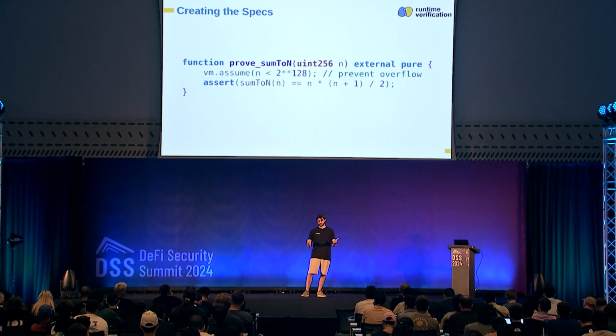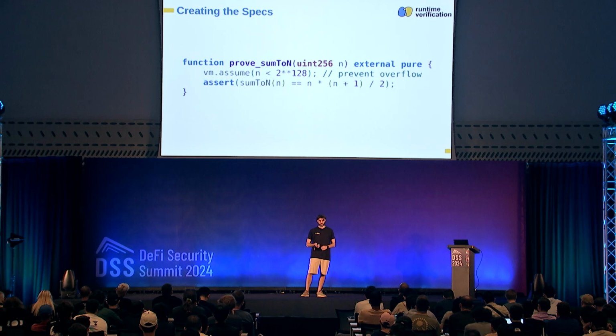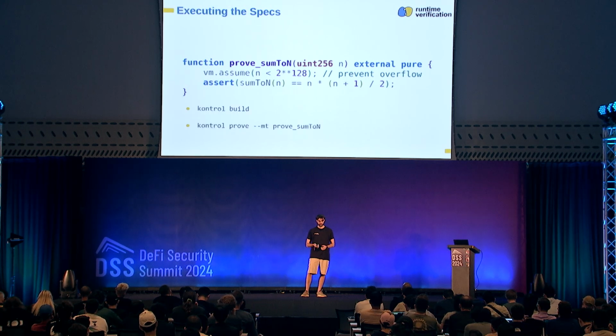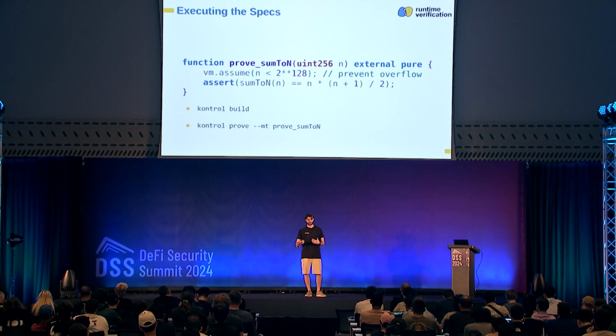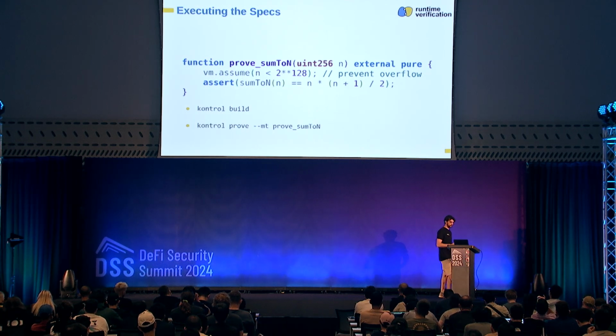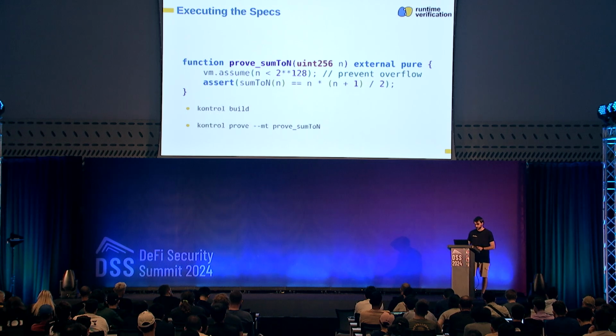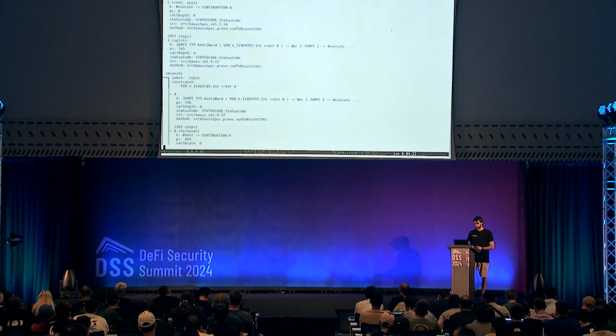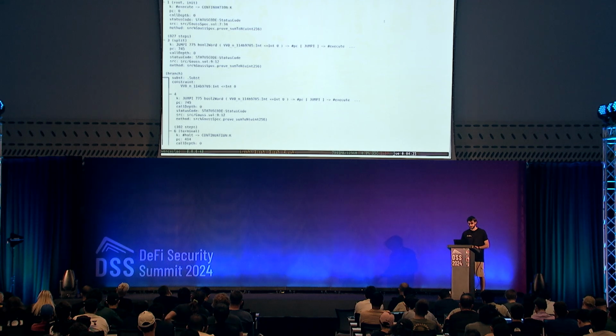And so after looking at this, we would expect that our specification for the proof sum to n looks something like that, right? So with this in mind, we can just build it and then just try to prove it. And as I said before, Kontrol by default doesn't bound any loops, and sum to n is basically just one loop. And so what we would get if we just execute what we have here is something like this.